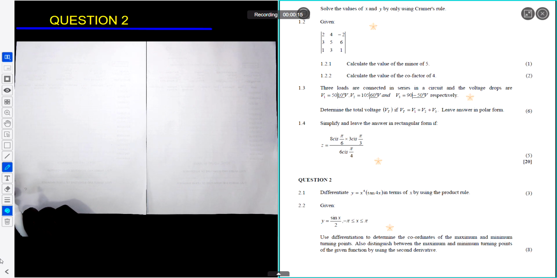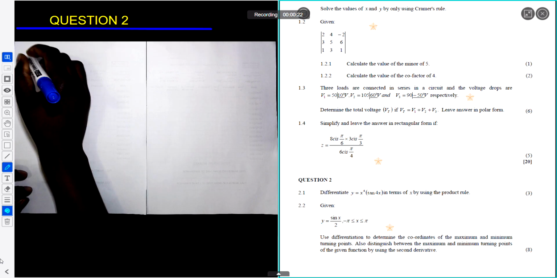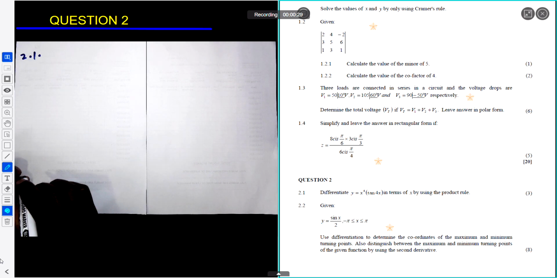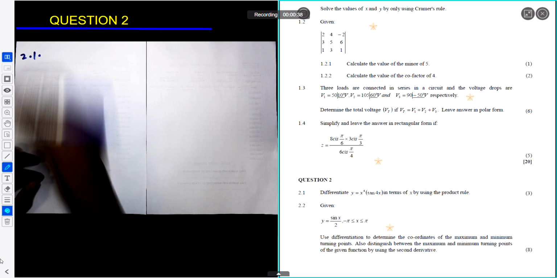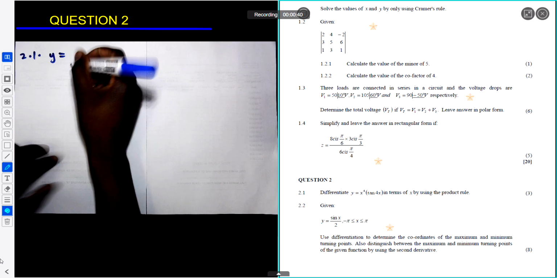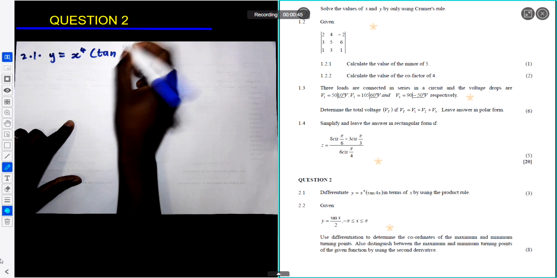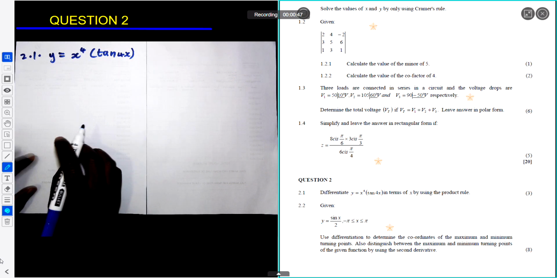We'll be looking into question 2, wrapping up the exam question paper. It's 29 March 2019. So we are going to look into question 2.1. We need to differentiate y equals 2x to the power 4 times tan 4x in terms of x by using the product rule.